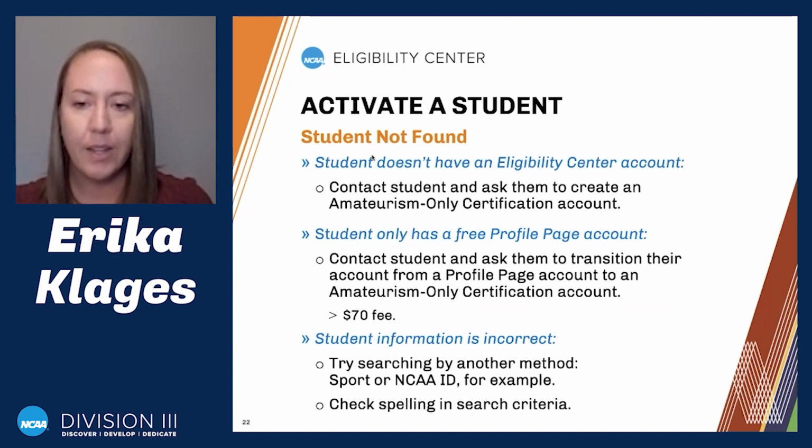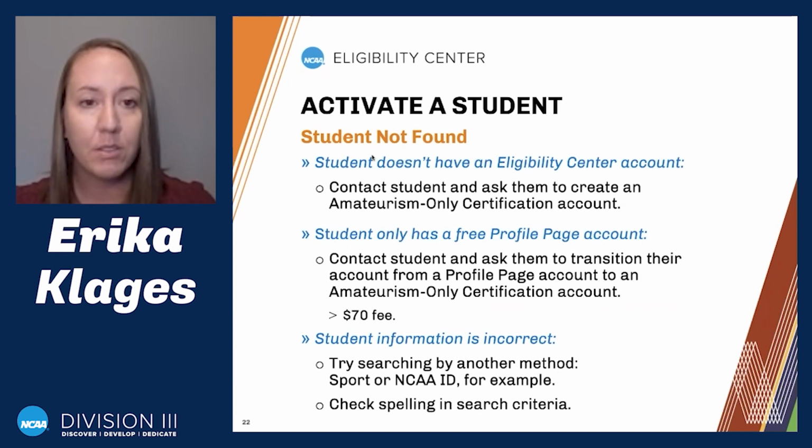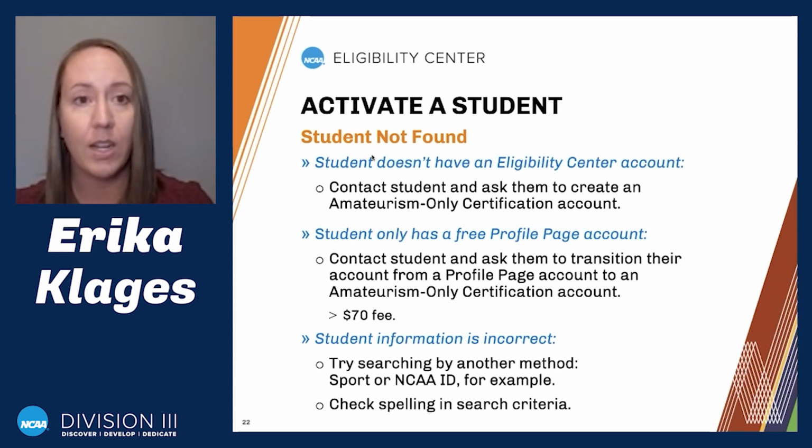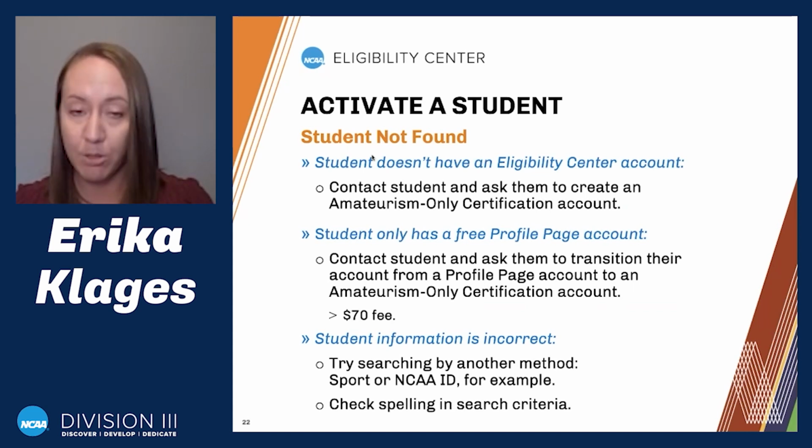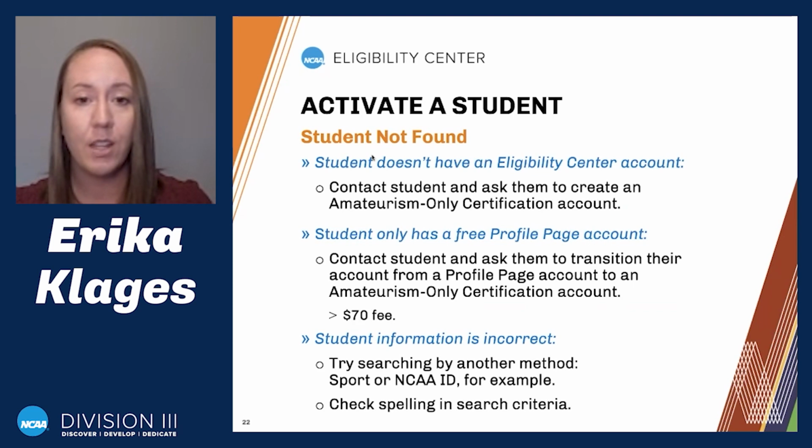And then last but not least, it could be just an input error. So try searching by something else, by the sport, by the NCAA ID number, check your spelling, make sure you didn't leave out a number in the ID. Those are typically going to be the reasons why we are not able to find a prospective student athlete.